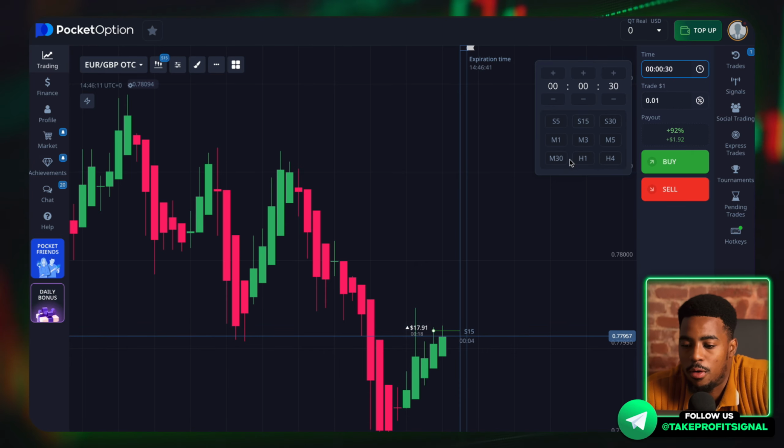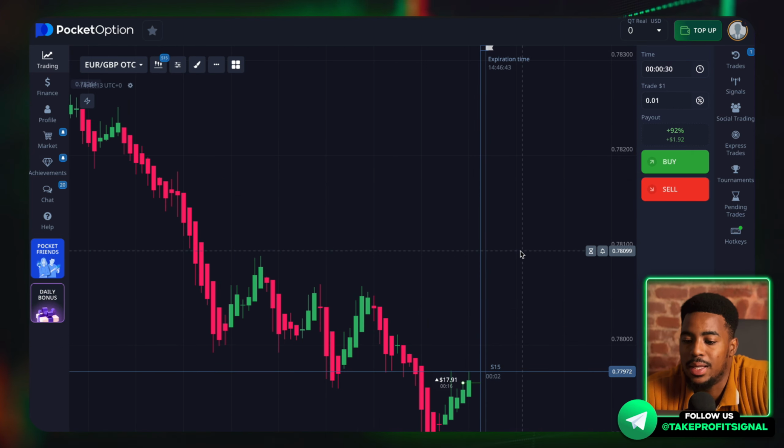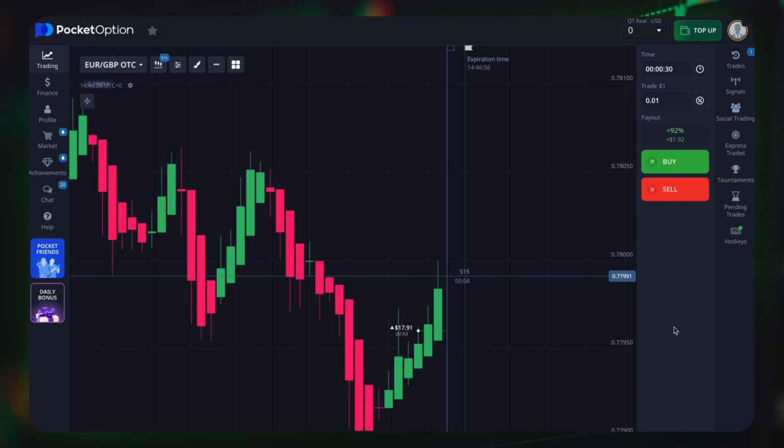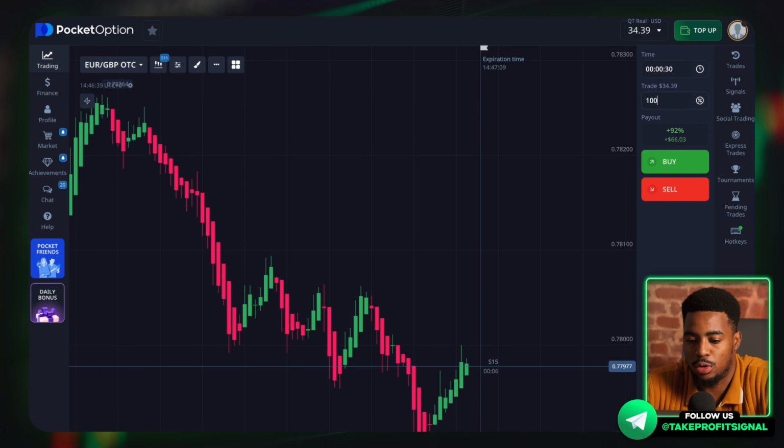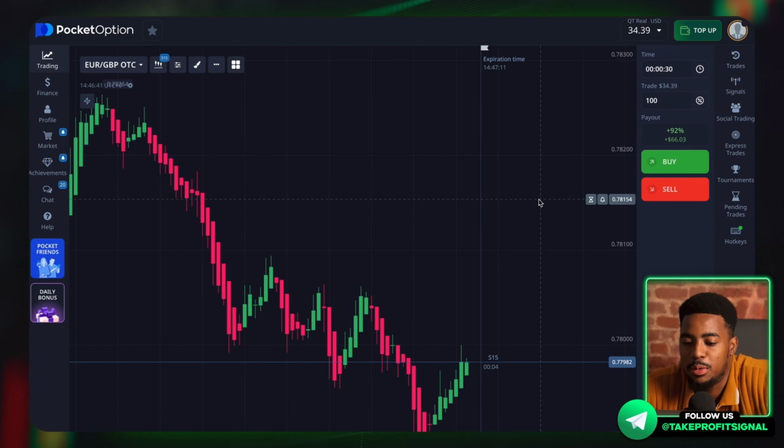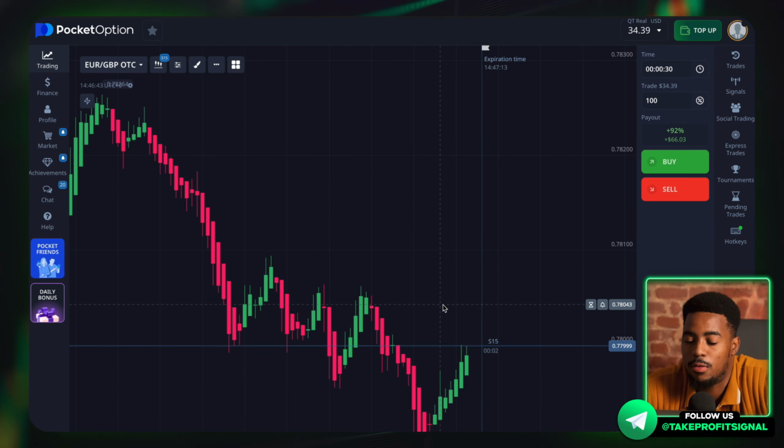I made a trade for 30 seconds, and I hope this won't be a mistake. That's great. I'm increasing my trade amount to 100% again, and I'll keep doing this until we reach a balance of $100.